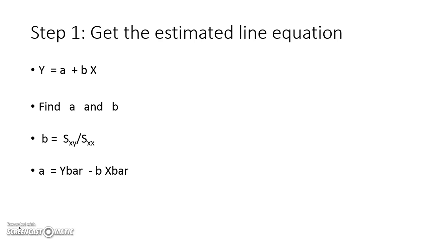The first step is to get the estimated line equation wherein y, the dependent variable, is a line equation in terms of x, that is y is equal to a plus bx. So given the data set y and x, you should be able to find out the parameters of this equation, that is a and b. Now, from the data, we can calculate a and b as follows. b is Sxy divided by Sxx.